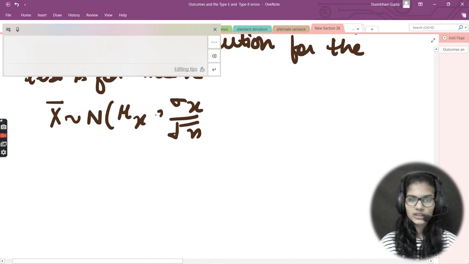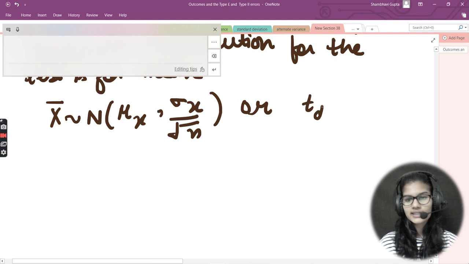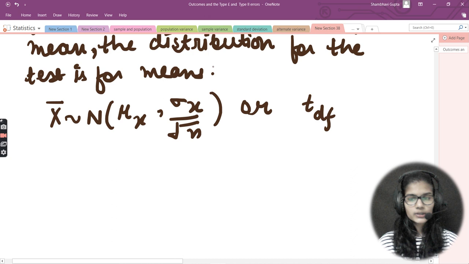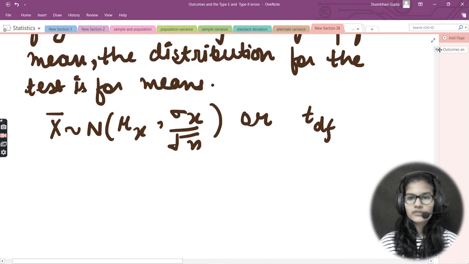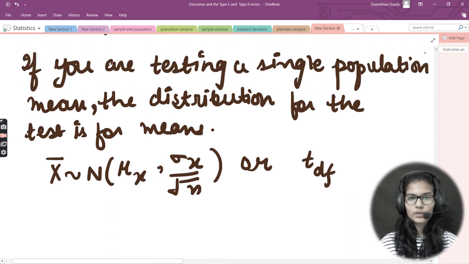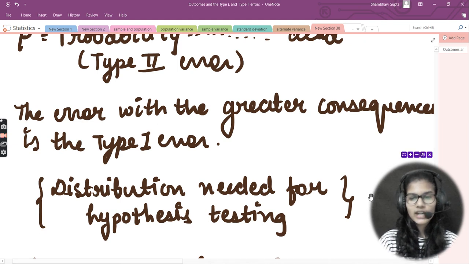This was a simple single population mean, right? Or we just used to write it as t with df, like this also we had written sometimes, right? You remember. So this is the formula which comes here: if you are testing a single population mean, the distribution for the test is for means, and x bar is approximately equal to N, in bracket mu x comma sigma x upon under root of n, or t with df. Right, so this is the whole idea regarding the distribution needed for hypothesis testing.